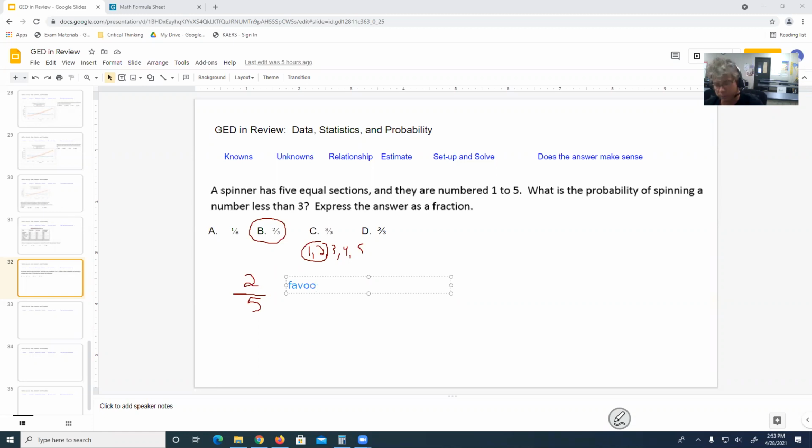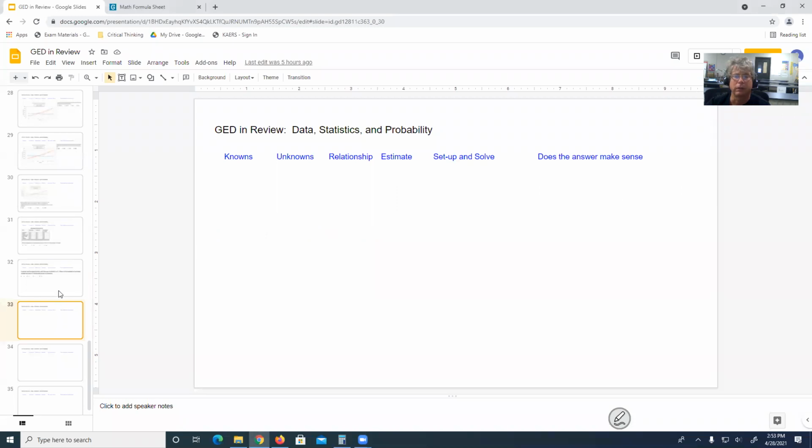If I can spell favorable. So there are two outcomes that are in my favor. That's what's going to be the top number in a probability. And then the bottom is going to be all the possibilities altogether. So 2 out of 5 would be our result. Let's see what else we got here. I think we got it.